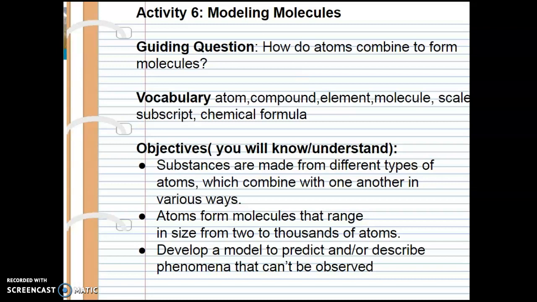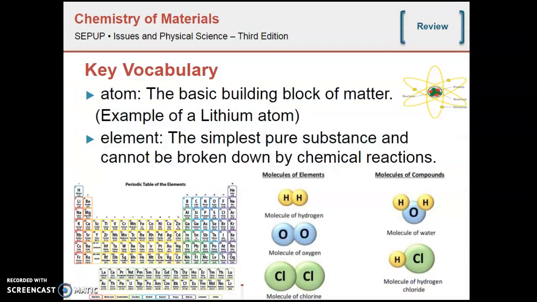Our vocabulary words are atom, compound, element, molecule, scale, subscript, and chemical formula. The objectives that I want you to learn for this lesson: I want you to be able to explain how substances are made from different types of atoms, which combine with one another in various ways, how atoms form molecules that range in size from 2 to 2,000s of atoms, and develop a model to predict and/or describe phenomena that can't be observed.